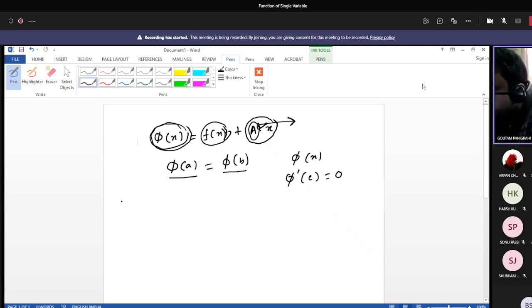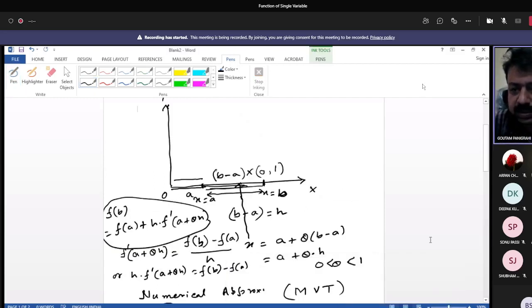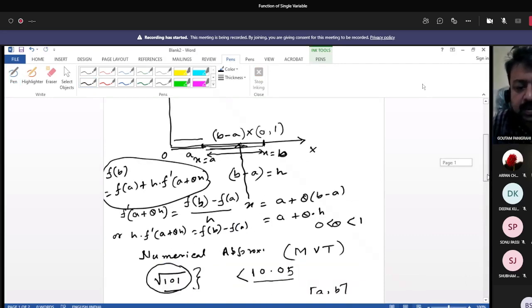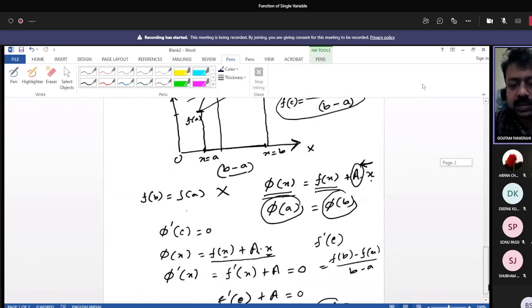Sir, in the last slide, that is the numerical problem, numerical approximations. Sir, please open that slide and make me understand your proof of the last slide. Yes sir, here this is the assumption for phi x.